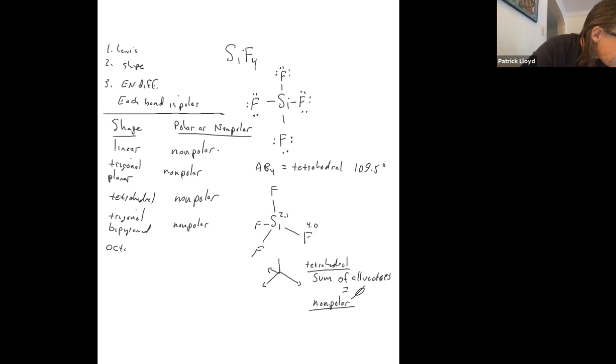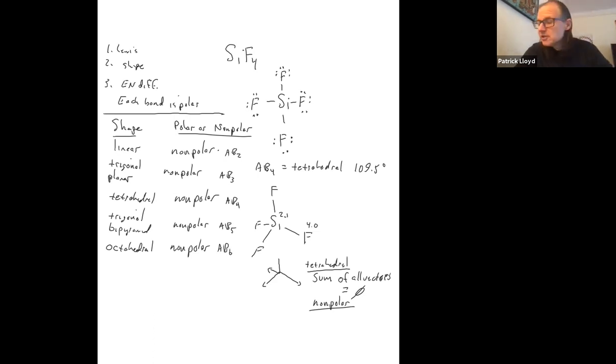Octahedral, nonpolar. So all 5, remember these were AB2, AB3, AB4, AB5, AB6. They're all nonpolar. So if all the surrounding atoms are the same, and it's one of those shapes, it's nonpolar. All 5 of those shapes are nonpolar.